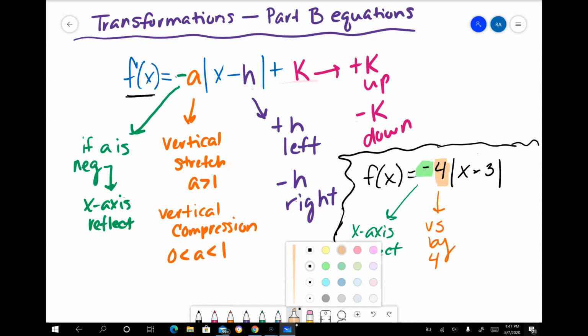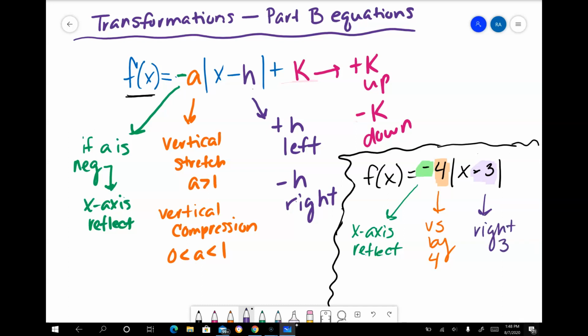Next, do we have an H value? Is there an x plus or minus something? Yes, there is an x minus 3. So that minus 3, remember it's opposite, minus 3 means we're going to go right 3 units. Okay, and we do not have a K this time, so those are your answers. I hope you got it right. All right, let's do the same thing for the next problem, okay?